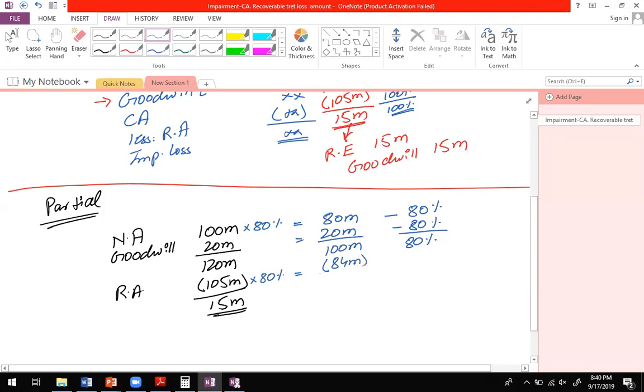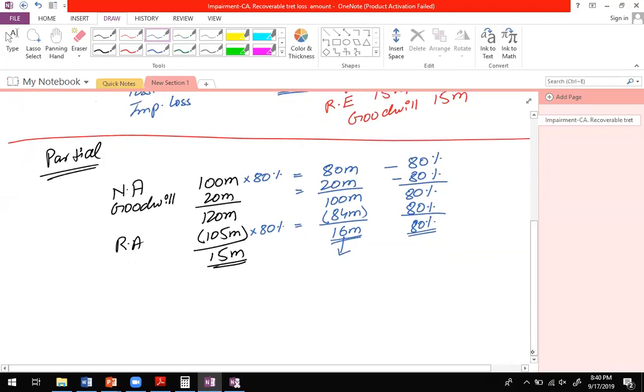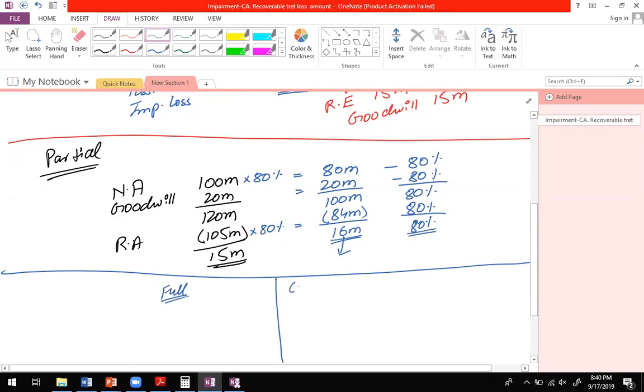So if we deduct $84 million from this, which is 80%, we are going to get an impairment loss of $16 million, which also represents a loss to 80%. Now, what accounting entry are we going to make? For the accounting entry, we need to learn two entries, one relating to full goodwill and one relating to the partial goodwill.